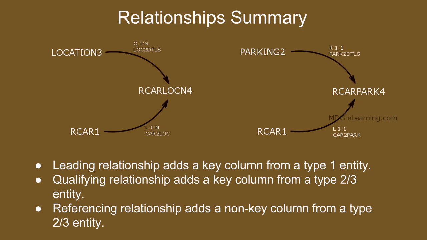We discussed the SU types in detail in earlier sessions. We saw that the Type 1 and Type 4 entity types save master data created by the user, while the Type 2 and Type 3 entity types provide reference data to the other entity types. In the rental car model, the locations 3 and parking 2 entity types provide the reference data by qualifying and referencing relationship respectively.